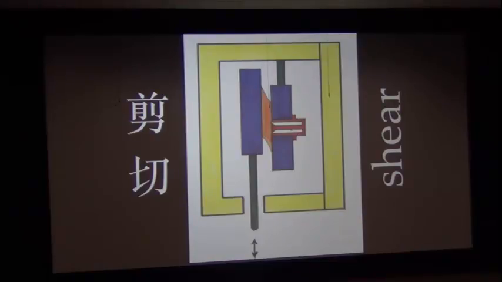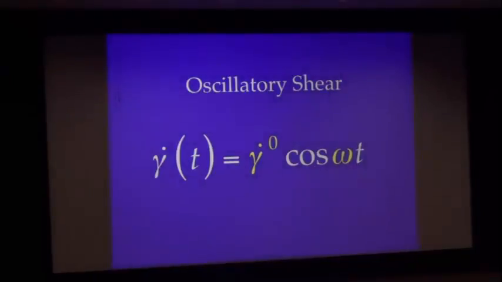When you move this plate, if you divide its velocity by the gap, then you'll get something called the shear rate. And if you move it back and forth, then you'll subject the liquid to a cosinusoidal shear rate, and that is given by this equation here.